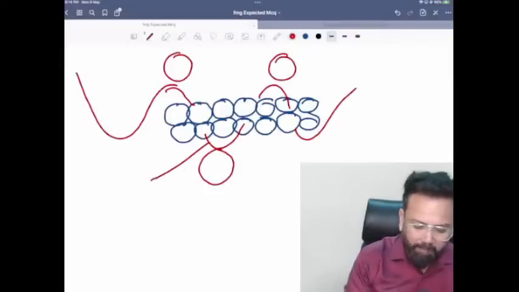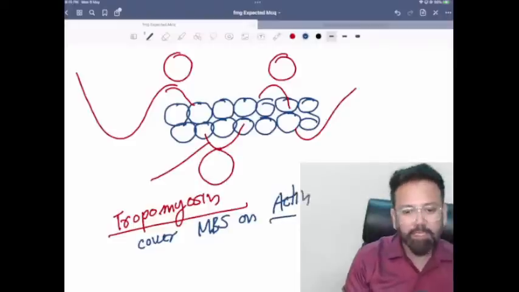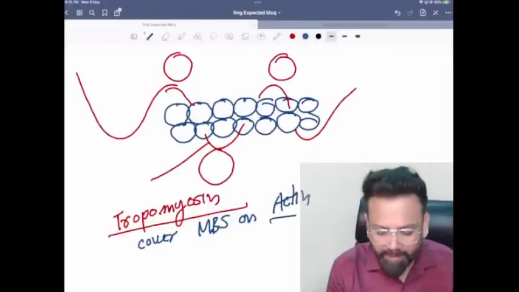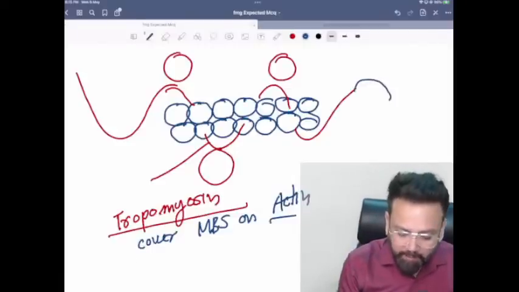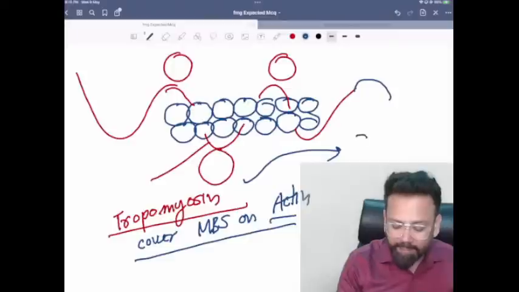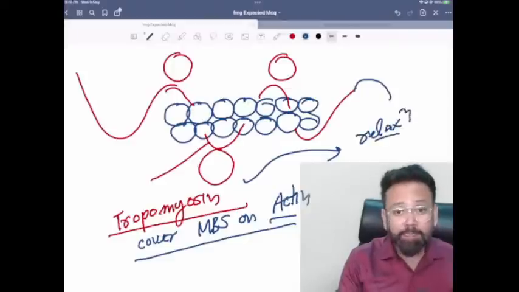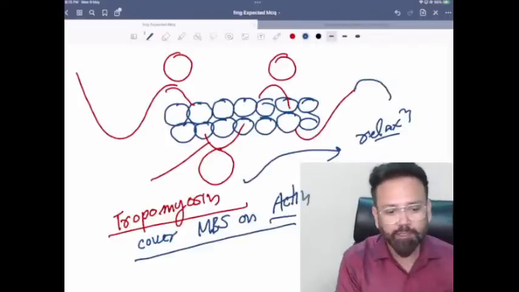Tropomyosin covers the myosin binding site on actin so that the muscle cannot contract. See, tropomyosin wraps around the actin like a DNA, helical structure, and it covers the myosin binding site on the actin. That is why tropomyosin helps in relaxation. It inhibits contraction.